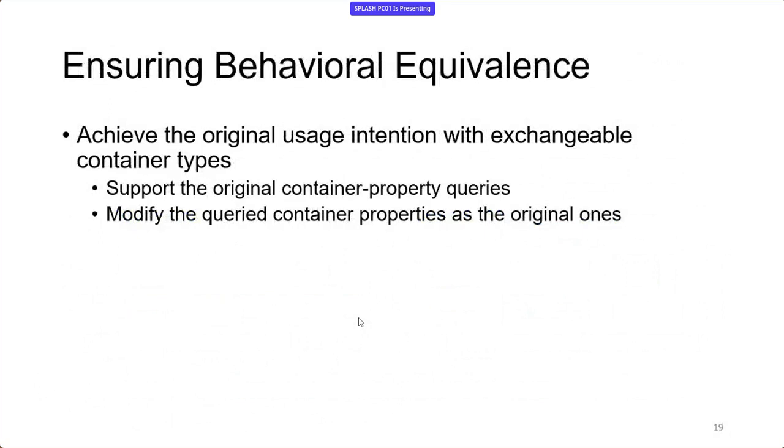To sum up, to achieve the first goal, we need to achieve the original usage intention of the container with some exchangeable container types. And to find such exchangeable container types, we need to support the original container property queries and modify such properties in the same way as the original one. Okay, now I'm going to the second goal.